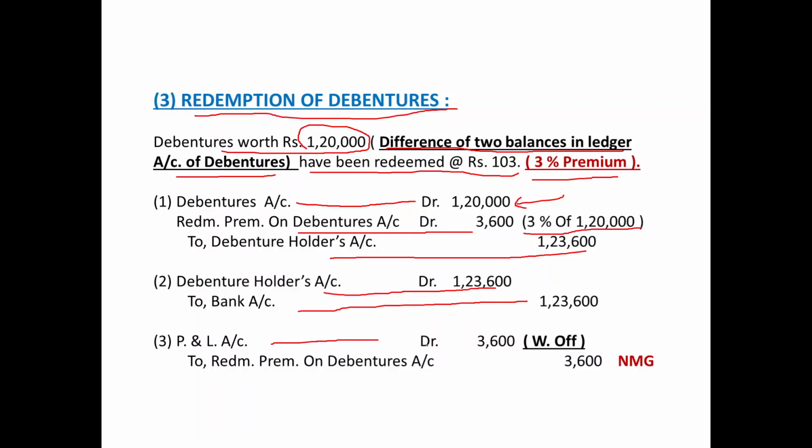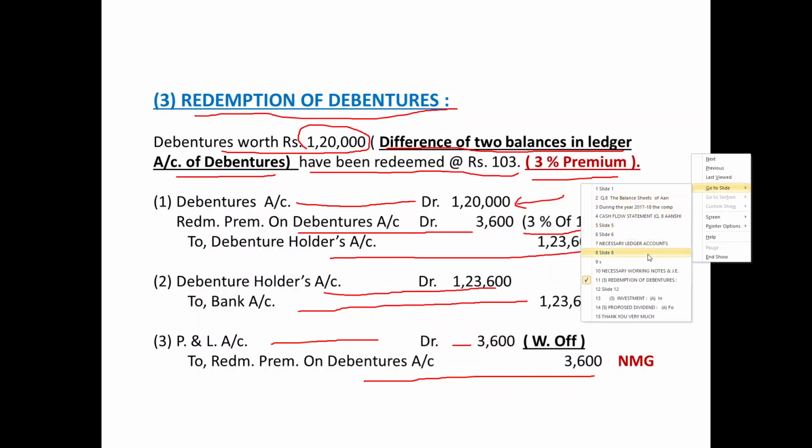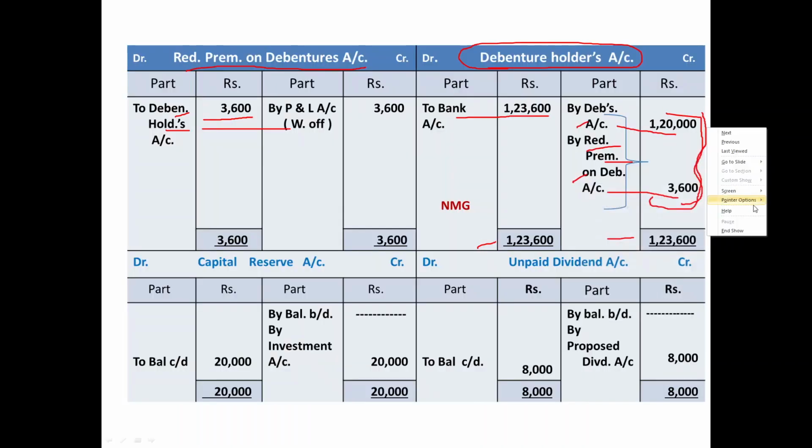Profit and loss account debited 3,600 to redemption premium on debentures account credited 3,600. Entire amount of this redemption premium has been written off in the current year itself. Let us give the posting of this third journal entry. Redemption premium on debentures account: profit and loss account debited, to redemption premium on debentures account credited, written off 3,600, account is over.